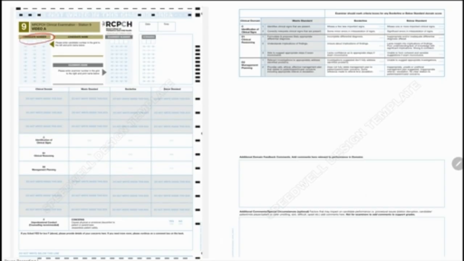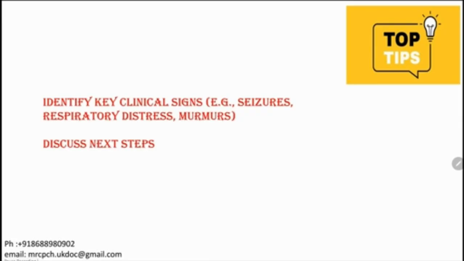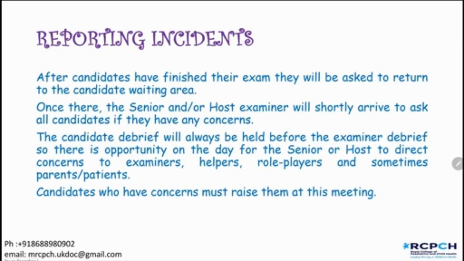So this is how the mark sheet of the video station looks. Here, the candidate number, the candidate name, and the date and time. These are the domains which the examiner will use for marking. So the top tip for this video station is identify the clinical signs and give the most likely diagnosis, and also explain at least 3 to 4 differential diagnoses with clinical reasoning, and discuss the management planning. So this is all about the 10 stations in the examination circuit.